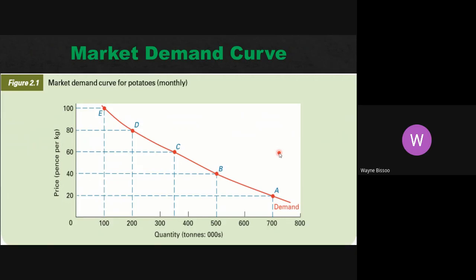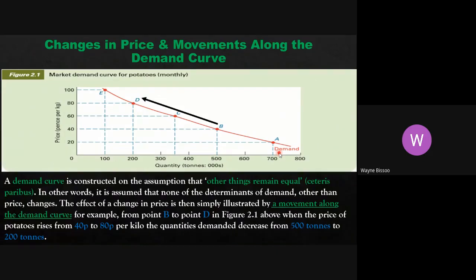So what happens? This is something you all have to pay attention to. Changes in price cause movements along the demand curve. So when we have a change in price, it causes us to move along the demand curve from one place to the other. A demand curve is constructed on the assumption that other things remain equal, ceteris paribus. That's the phrase we talked about. It is assumed that none of the other determinants of demand change other than price. The effect of a change in price is simply illustrated by the movement along the demand curve.